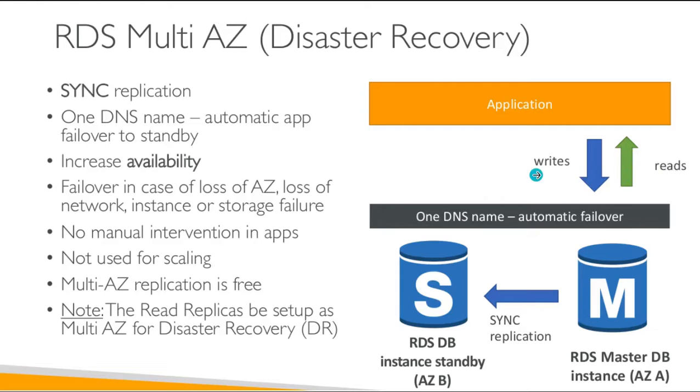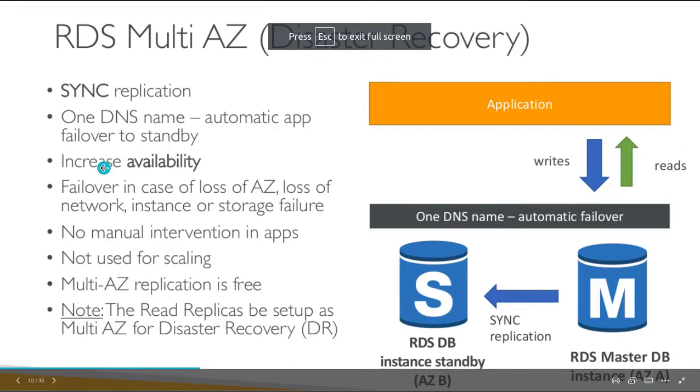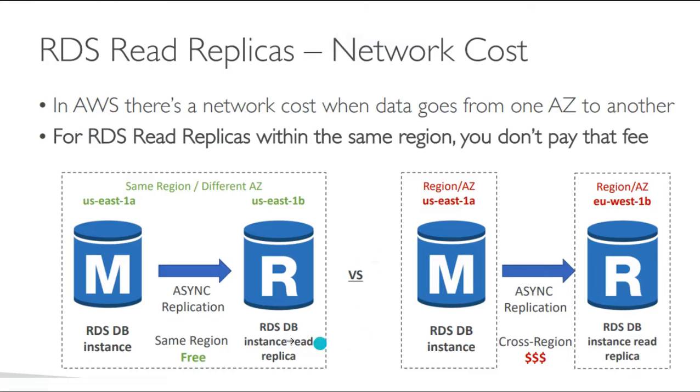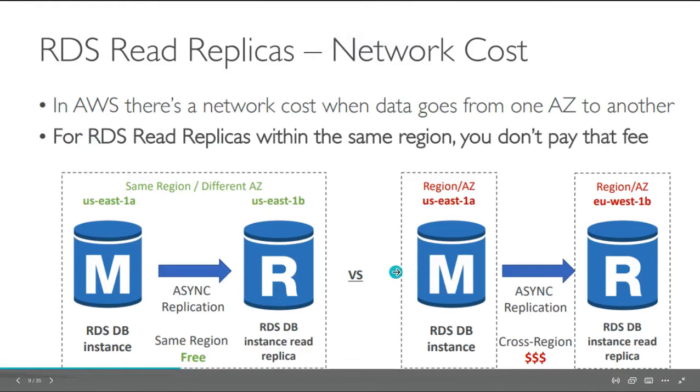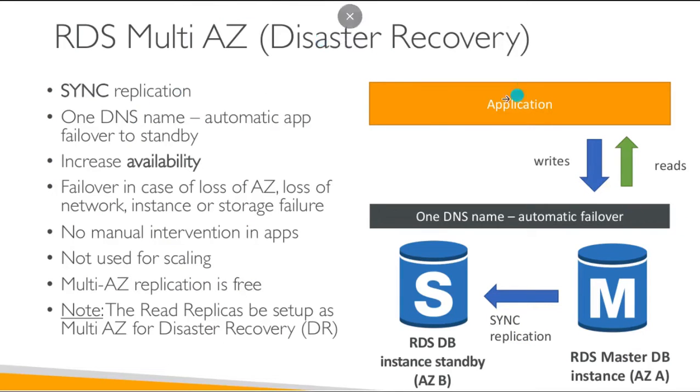Okay. Then you have multi AZ. So we have seen what a read replica is and why we use it. We use it because we want to increase the performance of our database. We don't want our master database to be affected due to any reason. So we use read replica for performance. Then we have something known as multi AZ, which is used for disaster recovery.